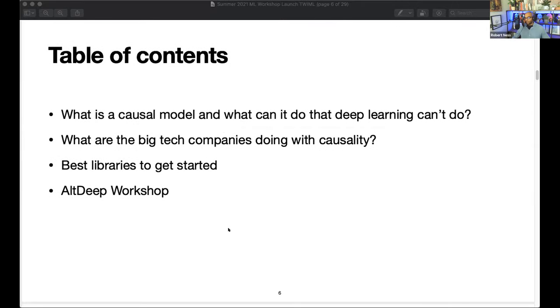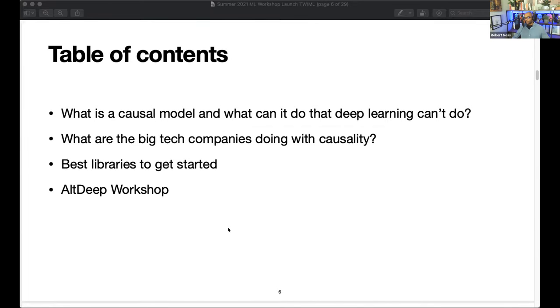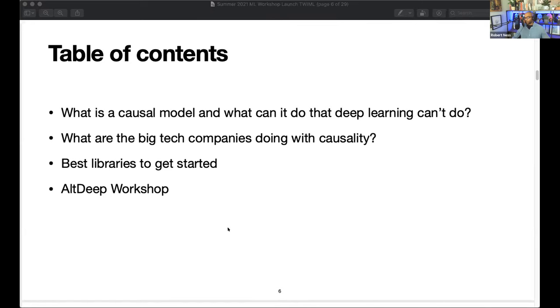So what I want to cover today is to talk about what a causal model is for people who are new to the idea, and what it can do that canonical deep learning can't do. You can incorporate deep learning in a causal model, but the kind of end-to-end deep learning that we're used to can't reason causally, and we'll see why.